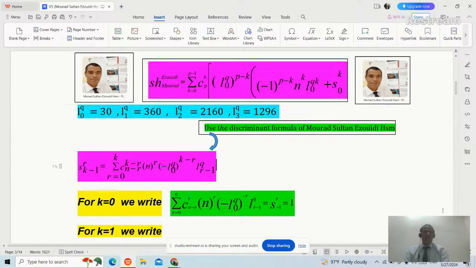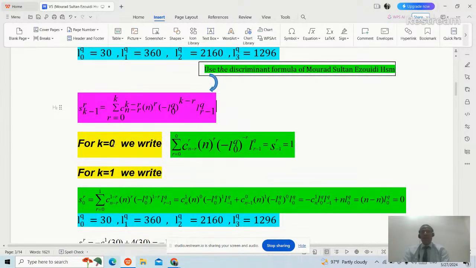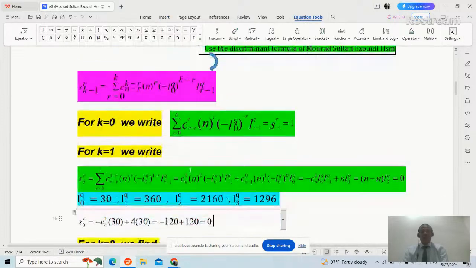Now learners, to find the value of S_{-1}, you should set, let's say, k equals 0. After setting k equals 0, we'll get the sum from 0 to 0, combination (n-r, n) raised to the power r times negative L0 of ODQ raised to the power negative r times L_{r-1} of ODQ, which is this one. By convention, it's called S_{-1} of r, which is equal to 1. Okay, now learners, we continue, we proceed.